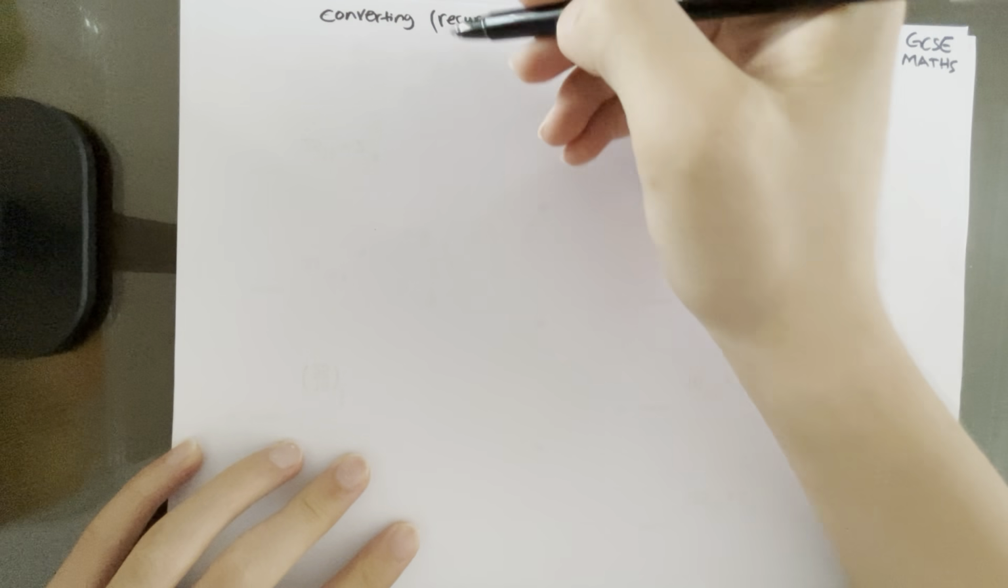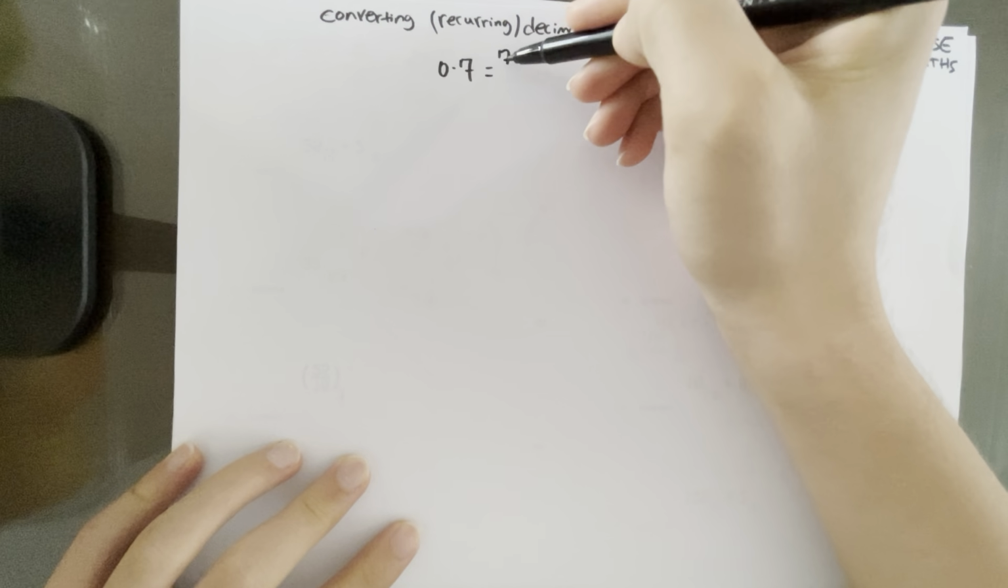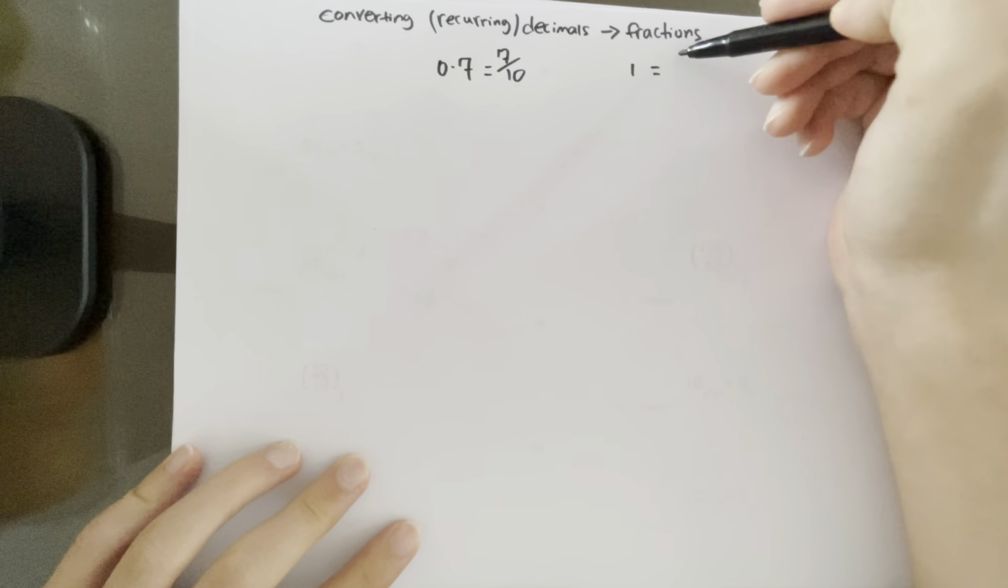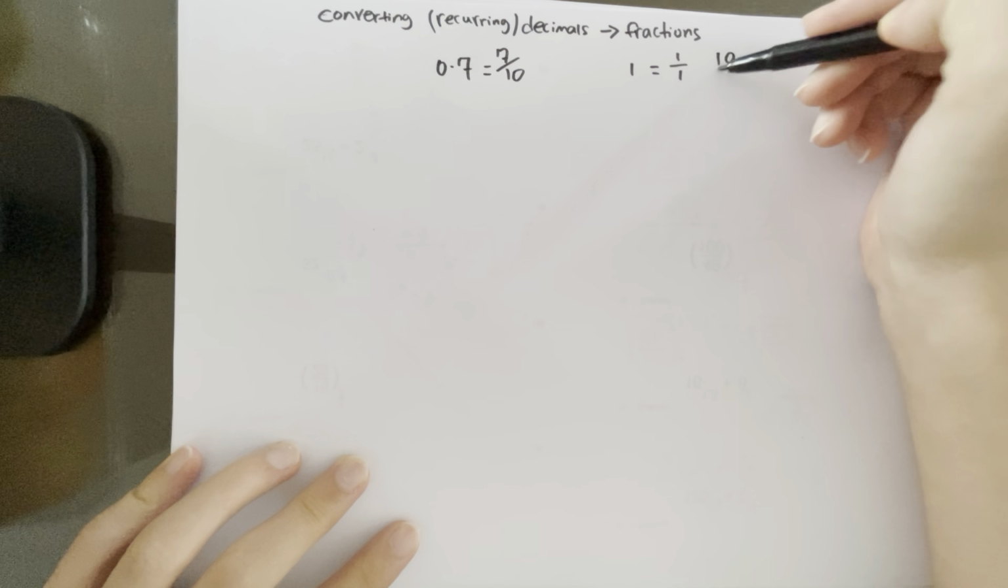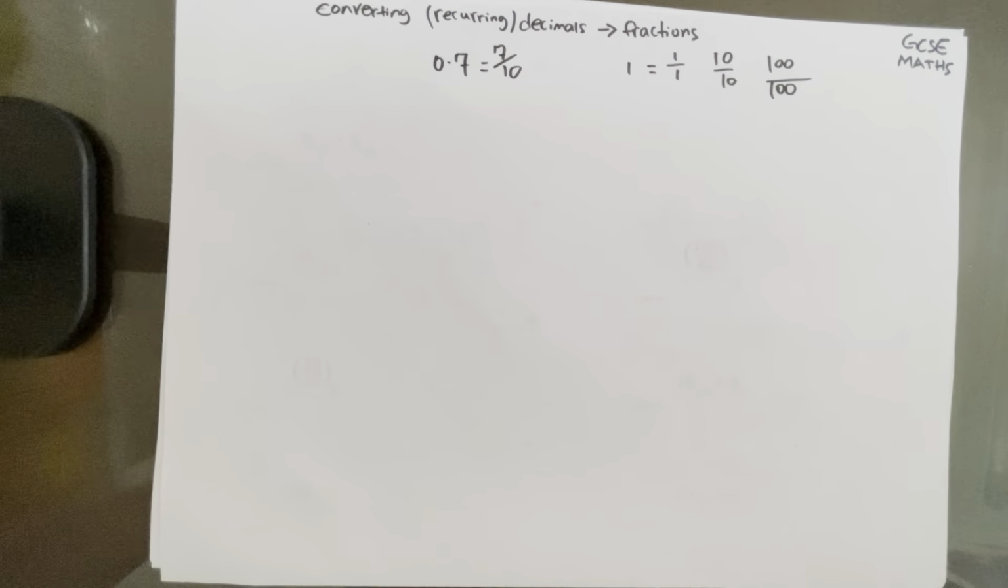First of all, let's look at converting just normal decimals to fractions. Well, that's pretty easy, right? So it's going to be like 0.7. Well, that's 7 out of 10, right? Because remember, decimal form is going to be out of 1. 1 is equal to 1 out of 1, or 10 out of 10, or 100 out of 100. That's how the decimal form works.